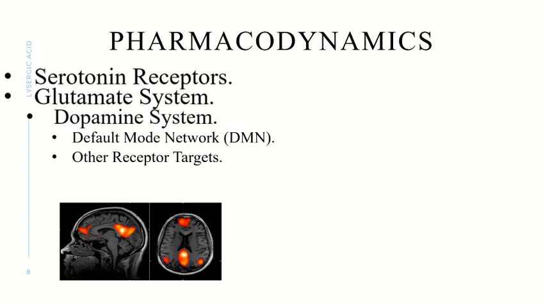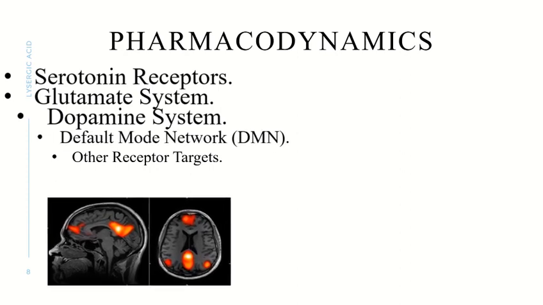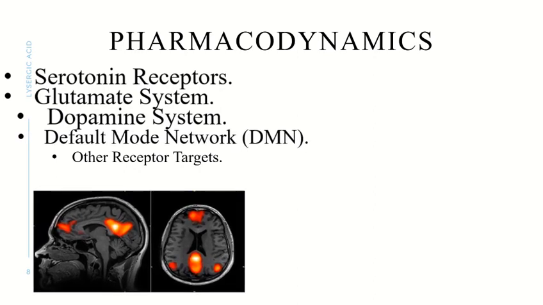Dopamine system. LSD indirectly affects the dopamine system by altering serotonin-dopamine interactions. It modulates dopamine release and transmission in certain brain regions, including the prefrontal cortex and the striatum. These effects may contribute to the psychedelic experience and the reported sense of enhanced mood and altered perception.